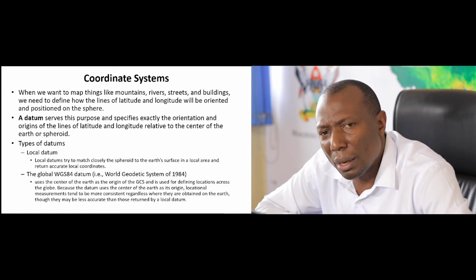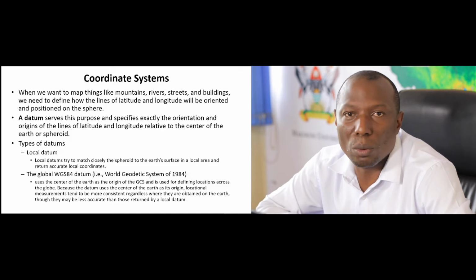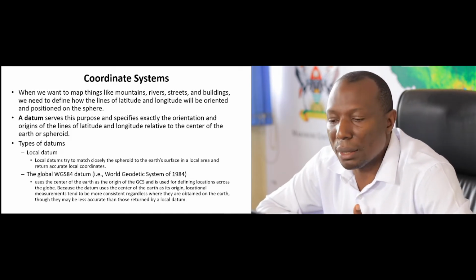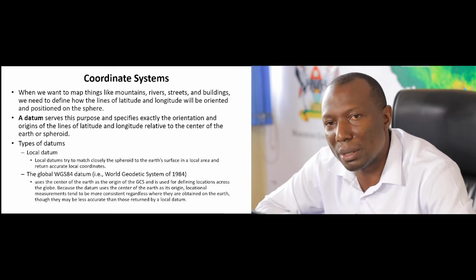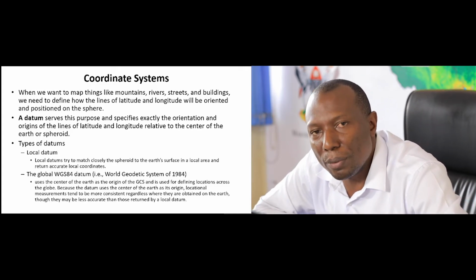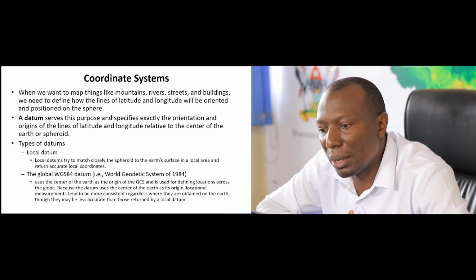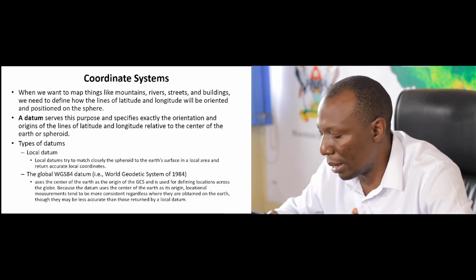So, for instance, if you're using a GPS, it will give you this data straight. Most GPSs, especially for the US system, you'll be seeing WGS 84 straight.